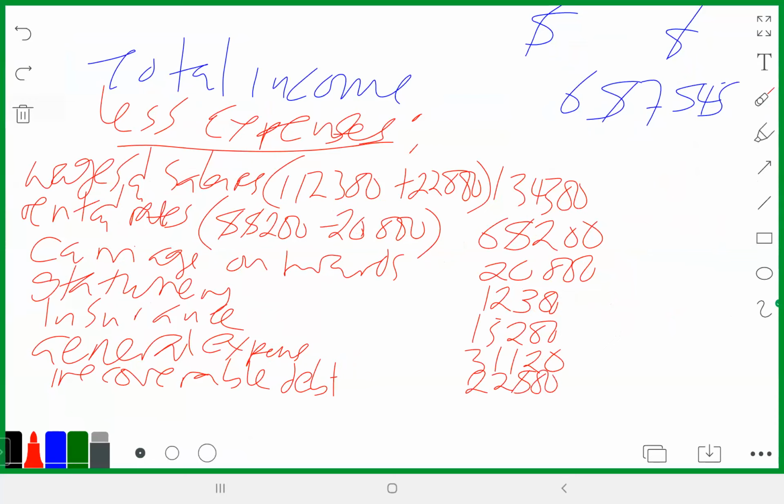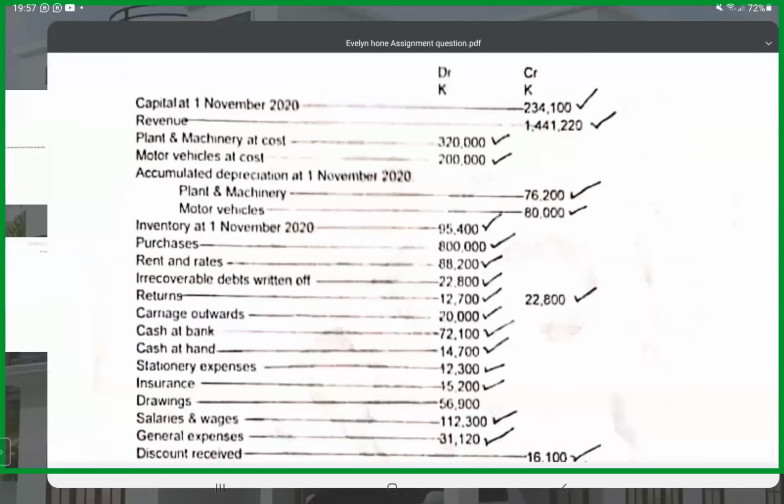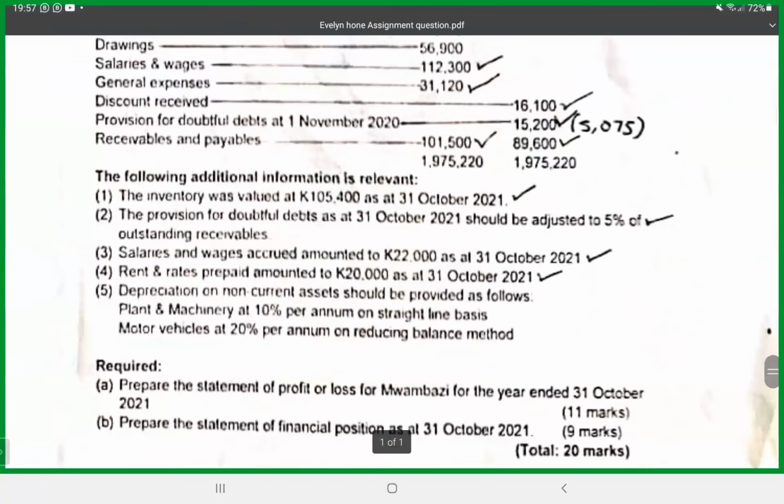What has remained? Depreciation. We need the depreciation now for these fixed assets: for plant and machinery, and for motor vehicles. We can start with the plant and machinery. So let's go back and calculate the depreciation. What is the provision for depreciation?